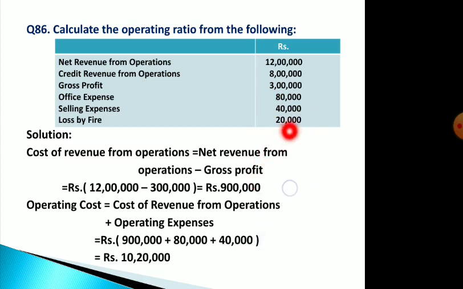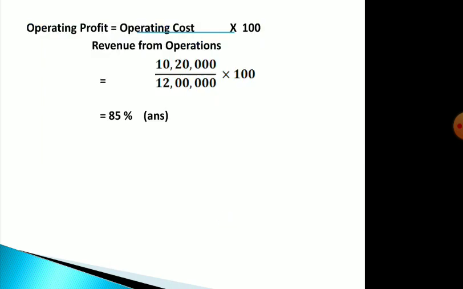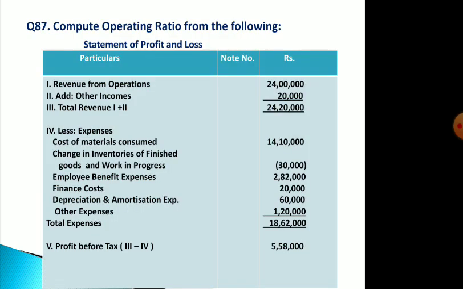Now talking about this loss by fire. This loss by fire is not an operating expense because it is not incurred in a normal business operation. This is an abnormal loss, so we will not include this. Therefore my operating cost is rupees 10,20,000. Now putting it in the formula, operating ratio is equal to operating cost divided by revenue from operations into 100. Operating cost is 10,20,000 divided by revenue from operation of 12 lakh into 100, that is equal to 85%.